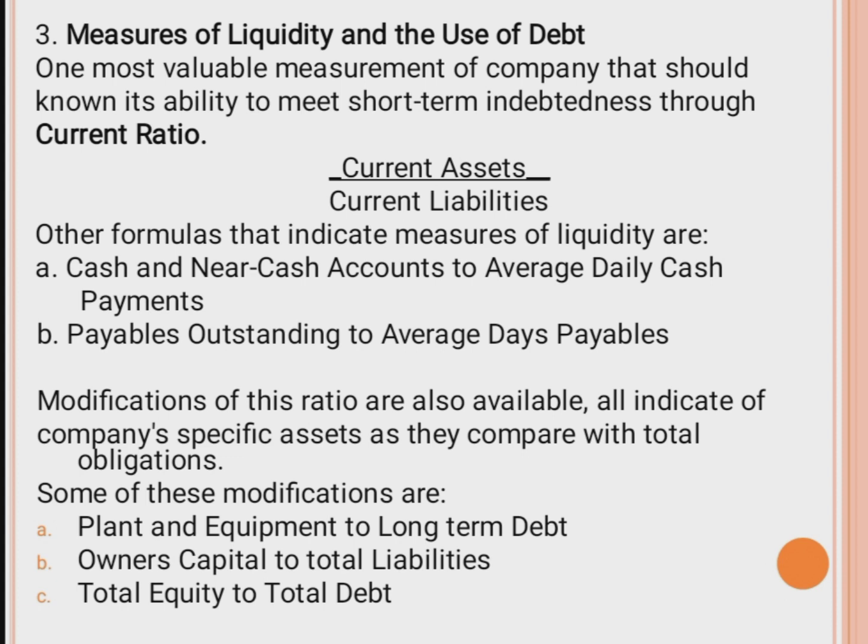Normally, some of your company's assets are offered as collateral to some long-term debts. In such a case, the ratio of your total debts to total assets provides an excellent indication of your protection against your company's creditors, as well as the possibility of securing additional indebtedness on the strength of some excess securities. Modifications of this ratio are also available, all indicating your company's specific assets as they compare with your total obligations. Some of these modifications are plant and equipment to long-term debt, owner's capital to total liabilities, and total equity to total debt.